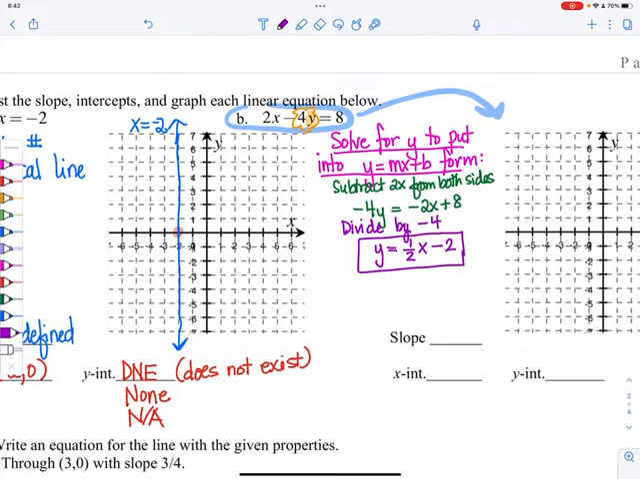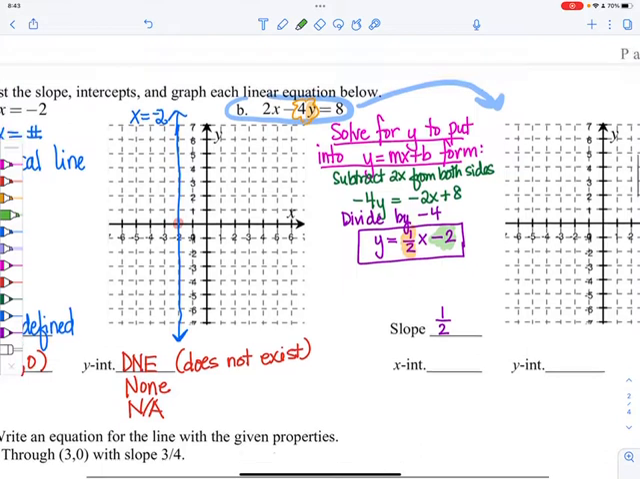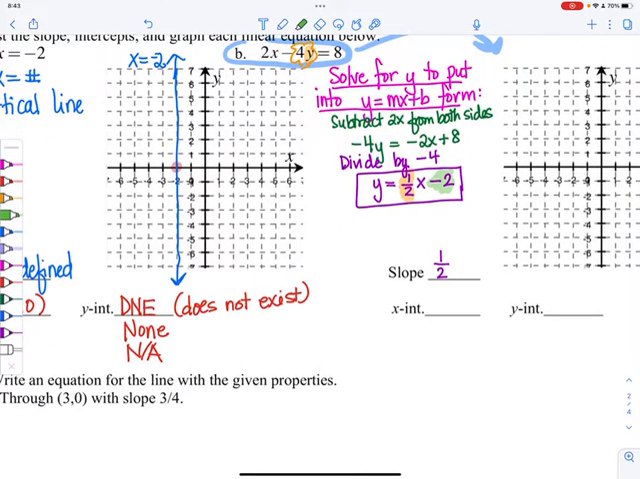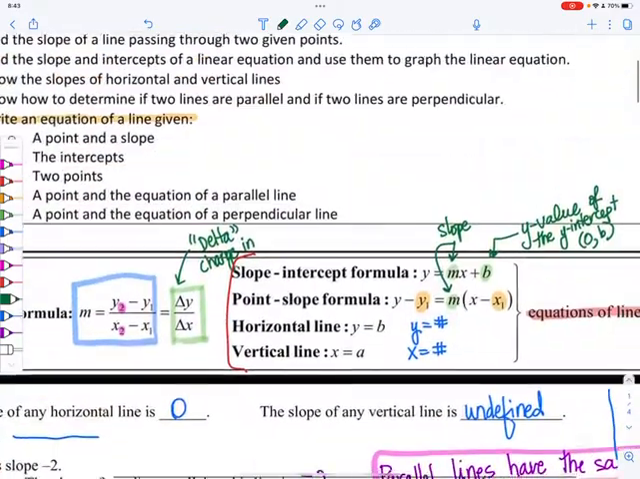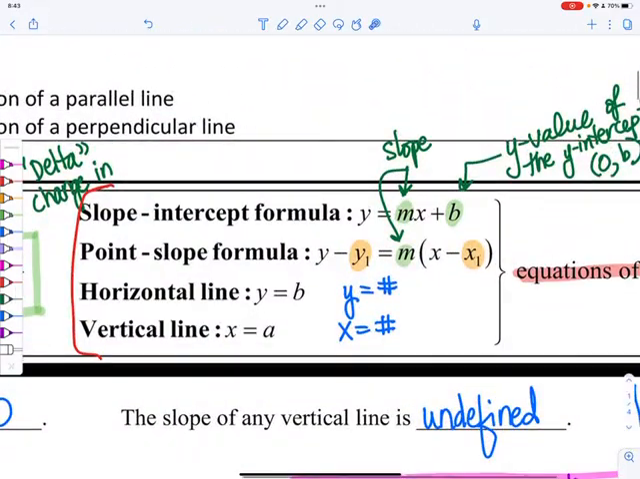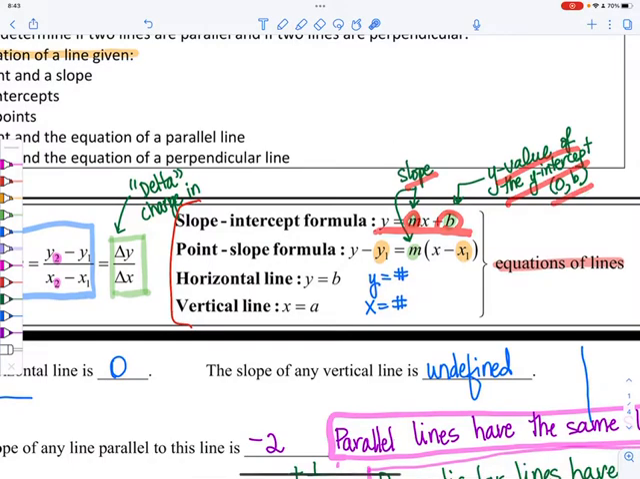Okay, so now remember this number, this m in front of the x, that's the slope. So I can say that my slope is 1/2. And then also remember that this -2 here is the y value of the y-intercept. So I know that my y-intercept is 0, -2. So remember, this is all the way back here. If you have it in the slope-intercept form, y equals mx plus b, then m is the slope, and b is the y value of the y-intercept.